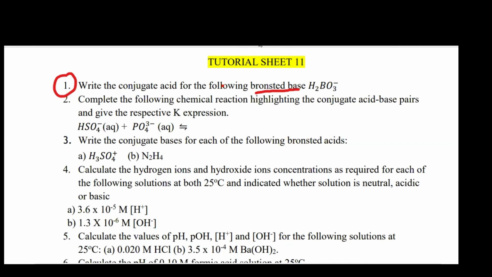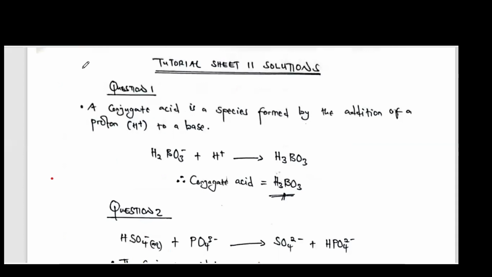So what is the definition? Here I wrote for you. A conjugate acid is a species or a compound formed by the addition of a proton. By a proton, we simply mean a hydrogen ion. We are adding a hydrogen ion to something, and whatever is formed after adding a hydrogen ion to that thing is the conjugate acid.